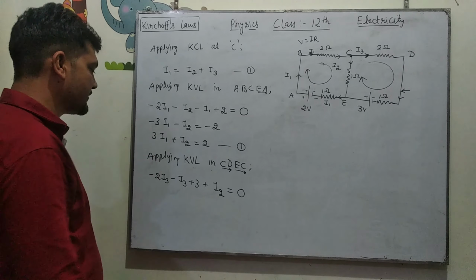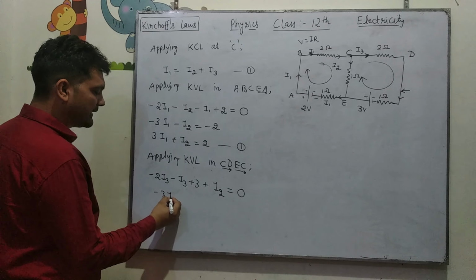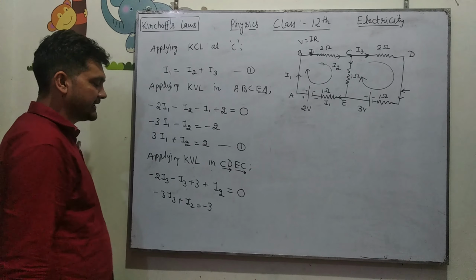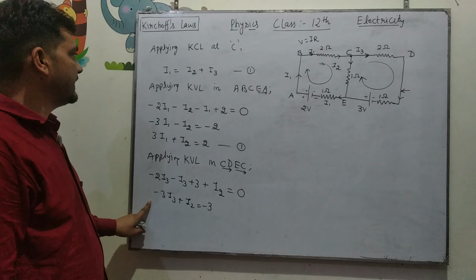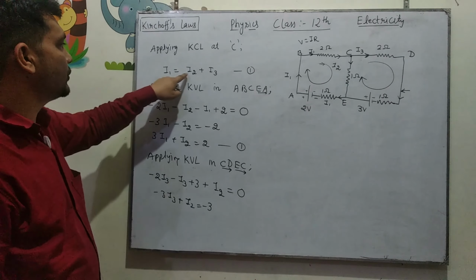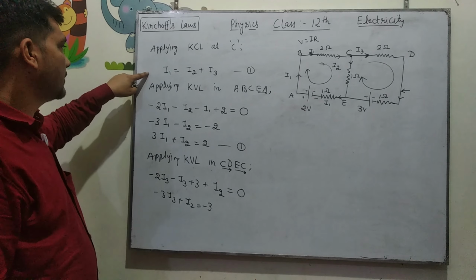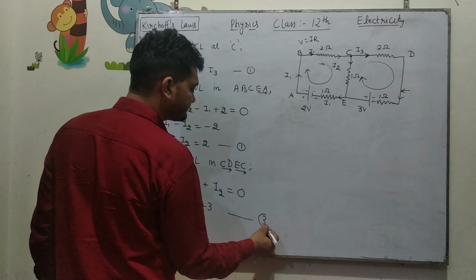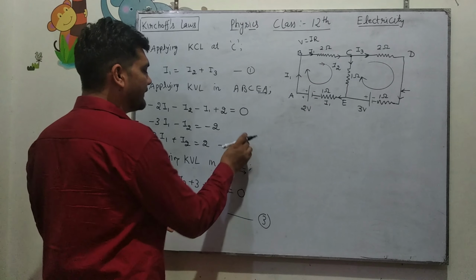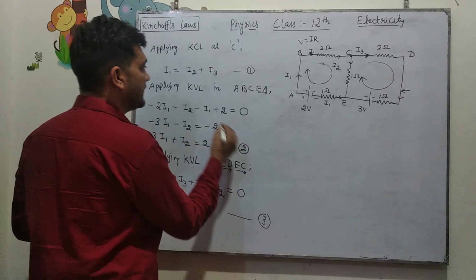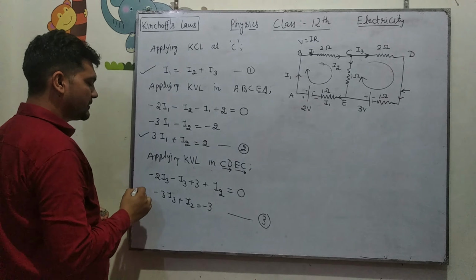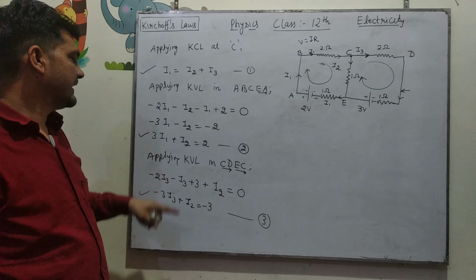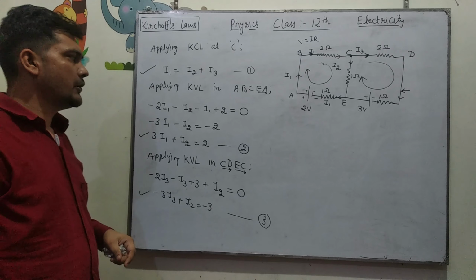Now you simplify this equation. So this is minus 3I3 plus I2 is equal to minus 3. We have one more equation, I1 is equal to I2 plus I3. If you put I2 is equal to I1 minus I3, say this is equation number 3. Now you have obtained 3 equations: equation number 1, equation number 2, equation number 3.